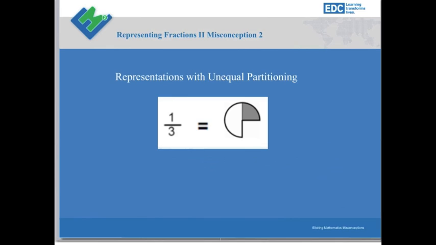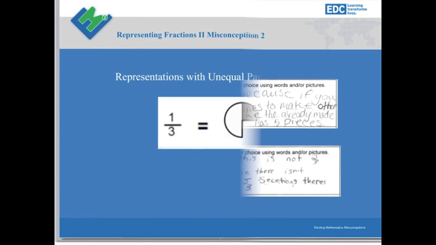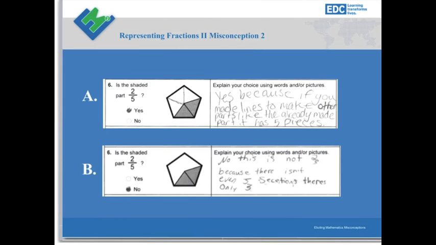Students also encountered representations with unequal partitioning. Let's explore their thinking about this type of representation. Students were asked if 2/5 of this unequally partitioned shape was shaded. Student A chose yes, stating if you made lines to make the other parts like the already made part, it has 5 pieces.